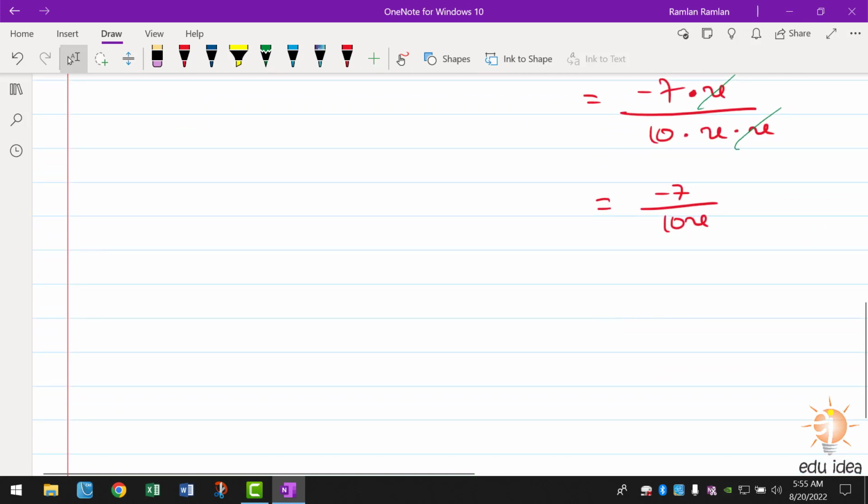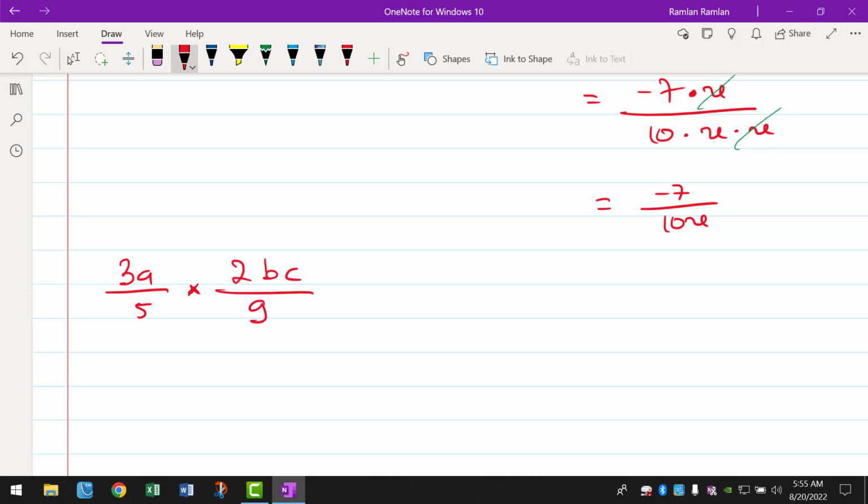Let's go to the next operation, which is multiplication. Another example, guys: if I have 3a over 5 multiplied by, sorry guys, I'm going to use this multiplication sign because it's not x, to make a difference between the letter x and the multiplication sign. Multiply that by, for example, 2bc over 9a.